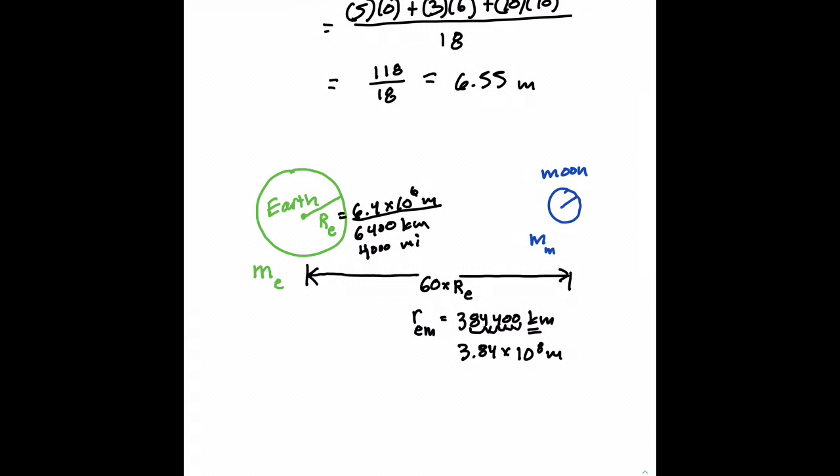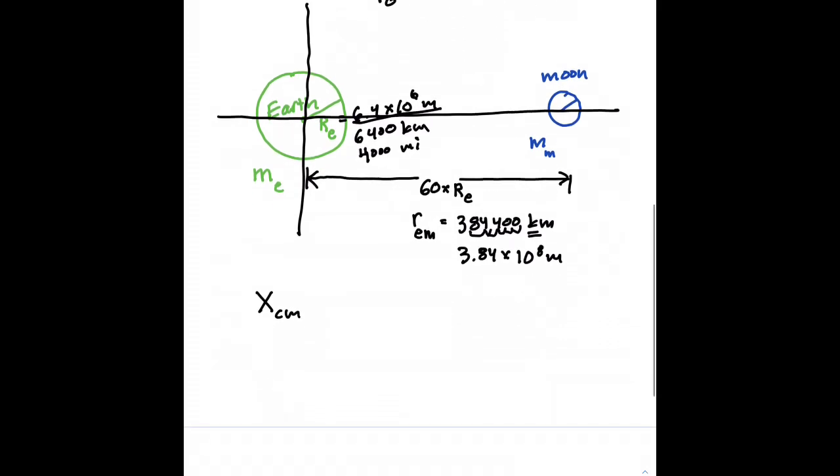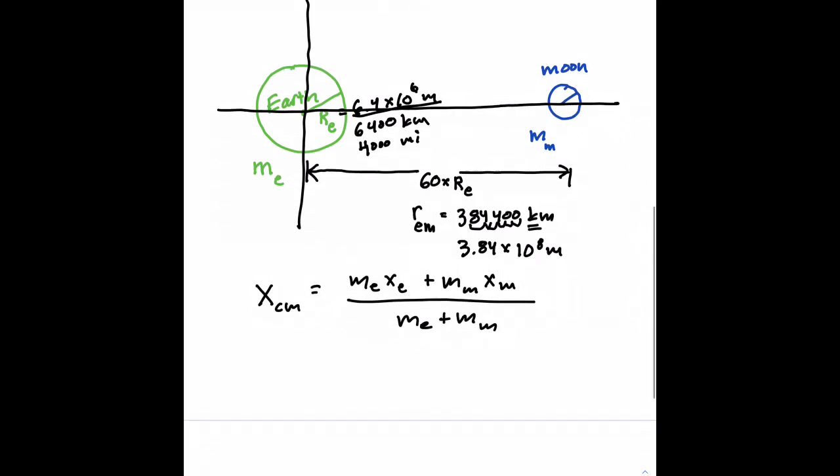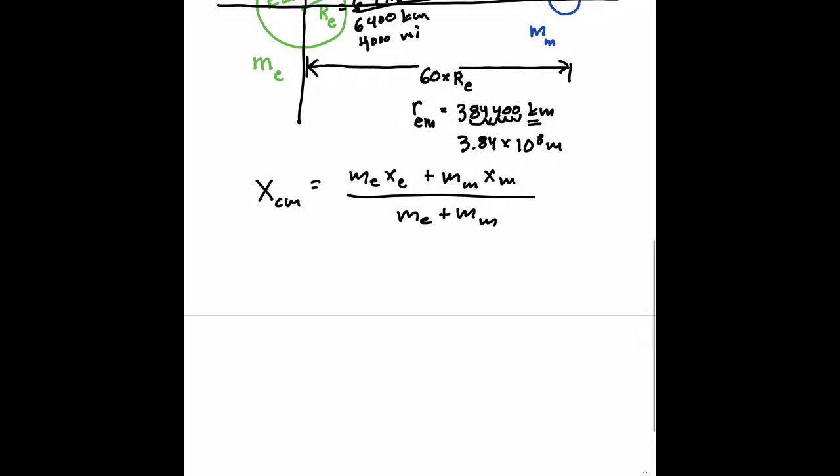So the location of the center of mass, if we make an x and y axis, and we choose to put the Earth right at the origin, then the location of the center of mass of the Earth-Moon system is the mass of the Earth times the location of the Earth in our coordinate system, plus the mass of the Moon times the location of the Moon, divided by the mass of the Earth plus the mass of the Moon. So grab your calculators and see if we work this out correctly.